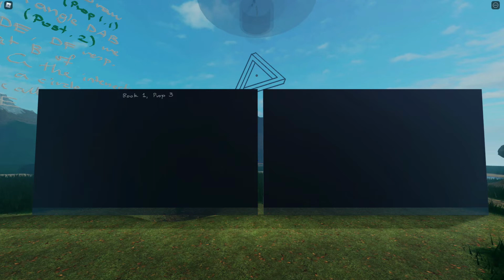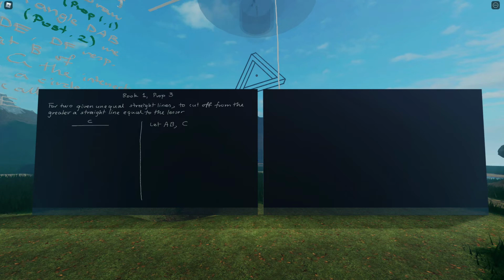So I'm over on the other set of boards now. Proposition 3: given 2 unequal straight lines, to cut off from the greater a straight line equal to the lesser. Hopefully it's clear to you from the previous 2 propositions what to do here. Okay, so let AB and C here denote the lines, so C is playing a similar role to the H and the K previously, and let's say AB is over here.